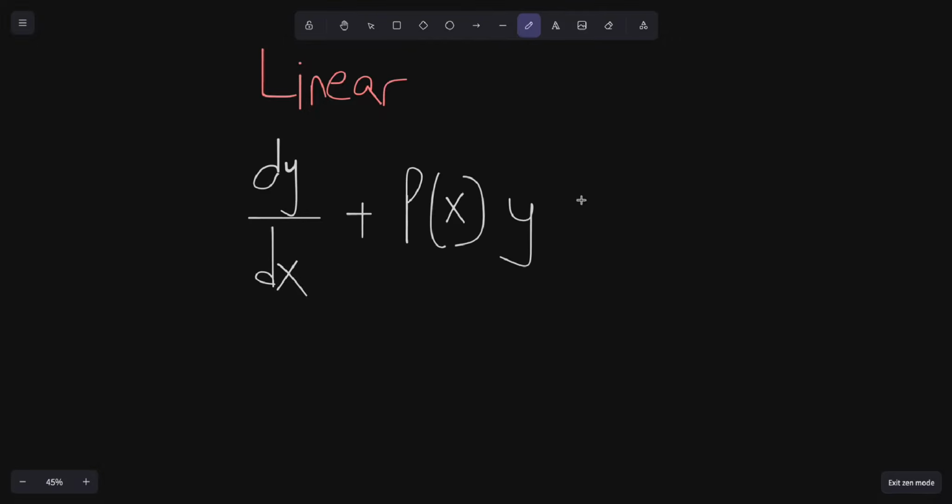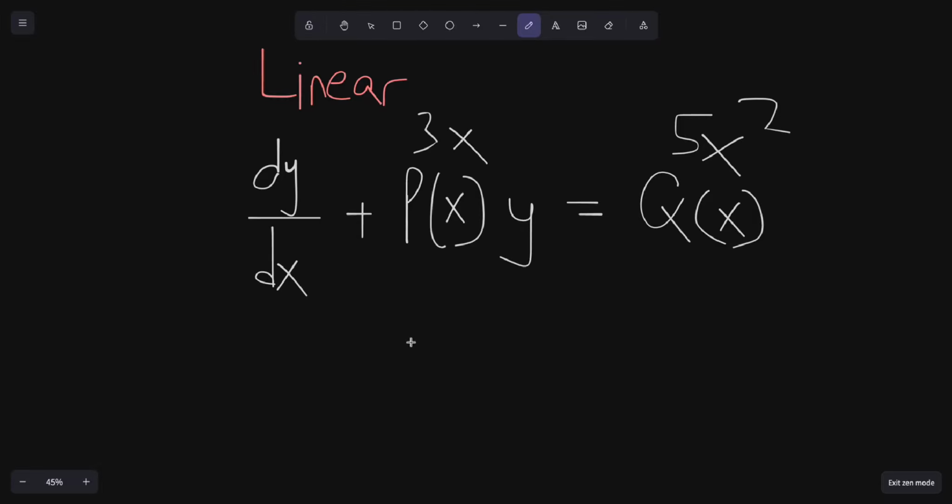Linear differential equations are pretty cool. They're going to be in the form of dy over dx plus some function of x, which I can say p of x, right? p of x times y is equal to another function of x, q of x, okay? So for example, dy over dx is equal to 3x times y plus 5x squared, right? That would be an example of a linear equation, okay?